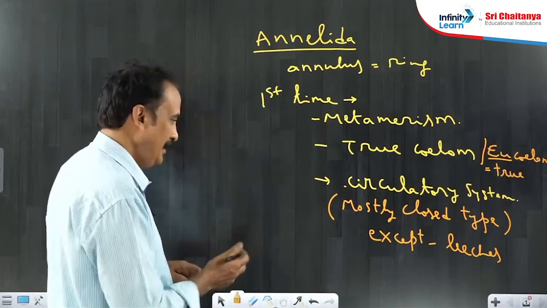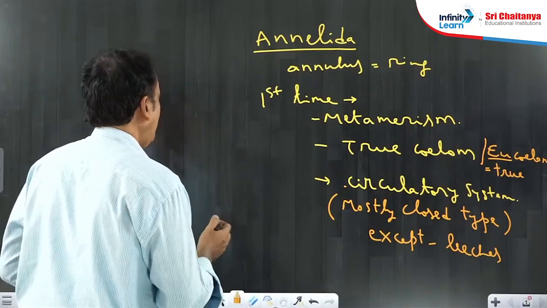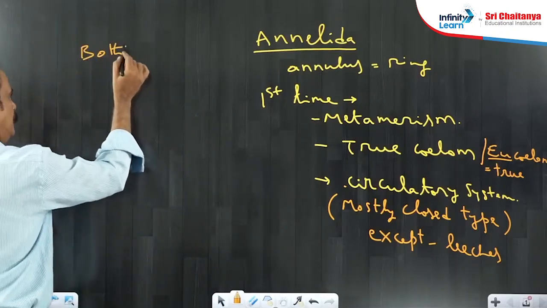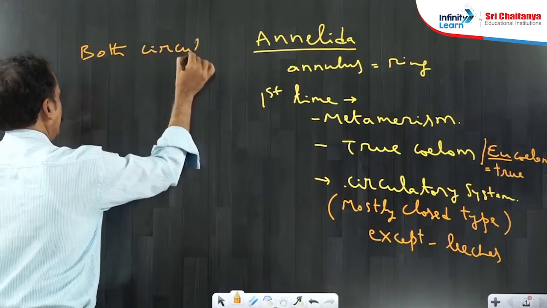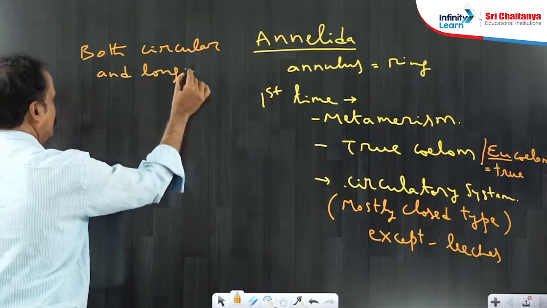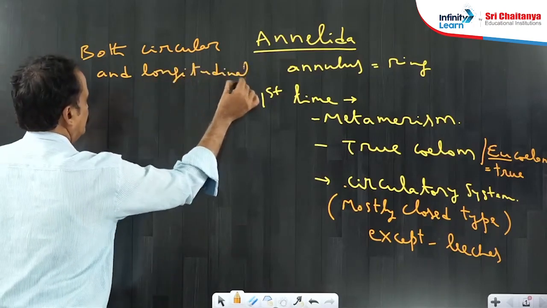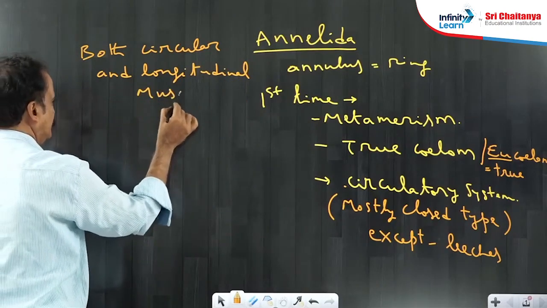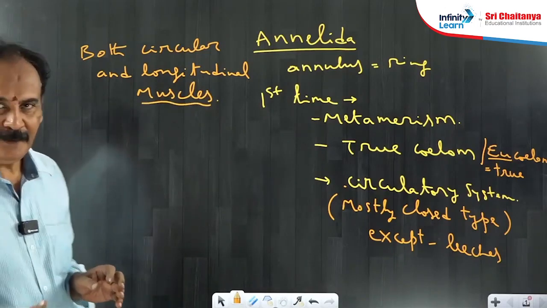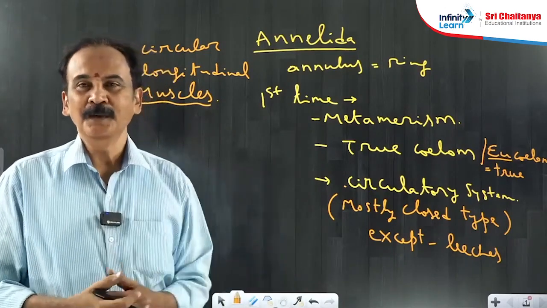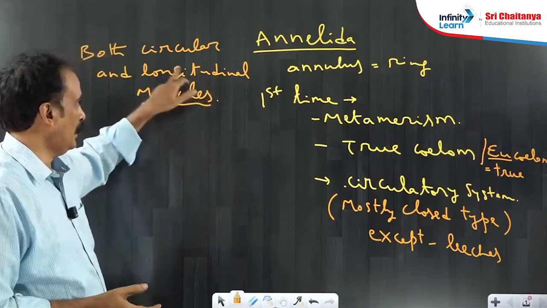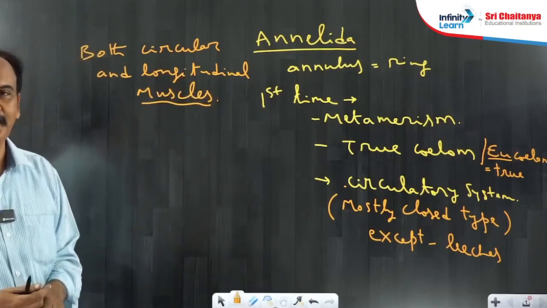Other than this, Annelida has both circular as well as longitudinal muscles. The earlier phylum, Aschelminthes, has only longitudinal muscles; they don't have circular muscles. So annelids have both longitudinal and circular muscles present in this group.